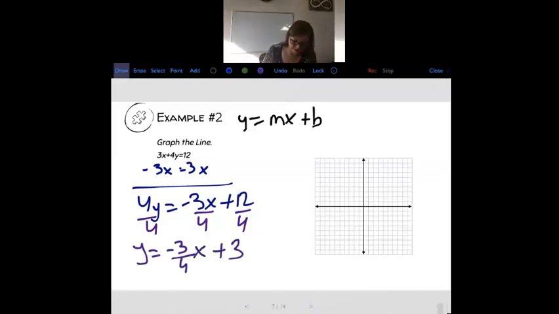And then you do the same thing. We'll start at our y-intercept of 3. And then since our slope is negative in this case, we would go down in the y direction and run to the right 3.